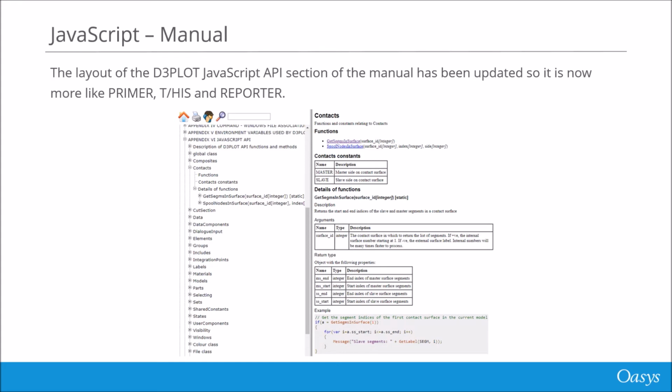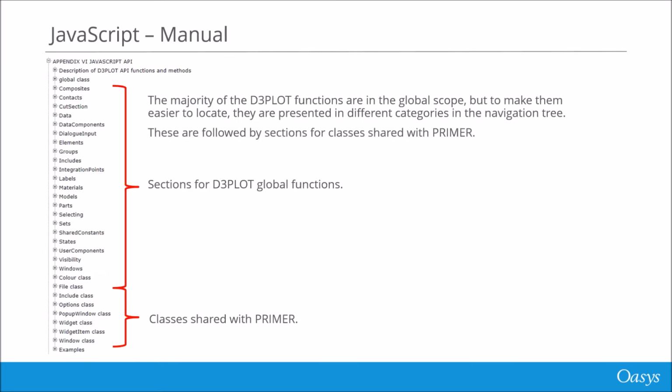One other point to note is the layout of the JavaScript API section of the manual for D3plot has been updated, so it's now more like Primer, THIS, and Reporter, and much easier to navigate. So the majority of the D3plot functions are in the global scope, but to make them easier to locate, they're presented in different categories in the navigation tree now.